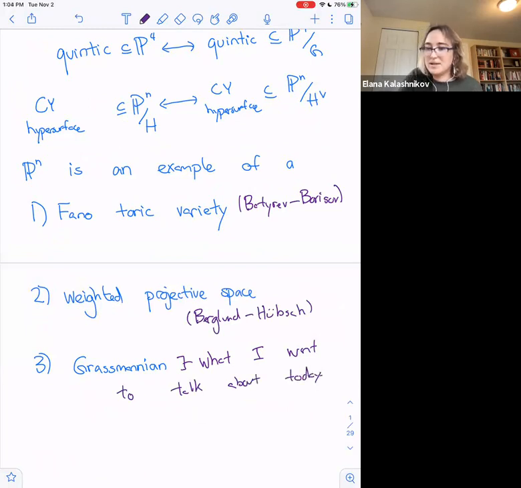And this is going to be joint work. Everything I talk about is joint work with Tom Coates and Charles Doran, who just introduced me.